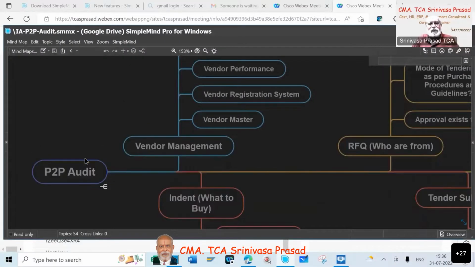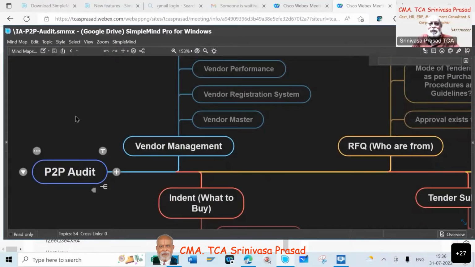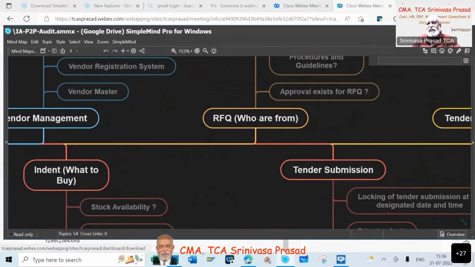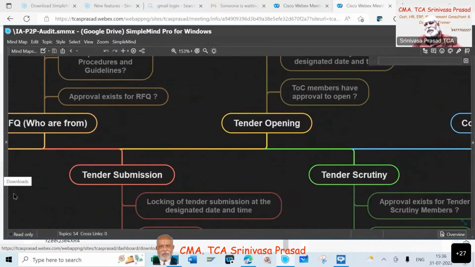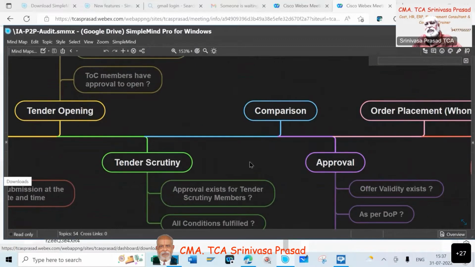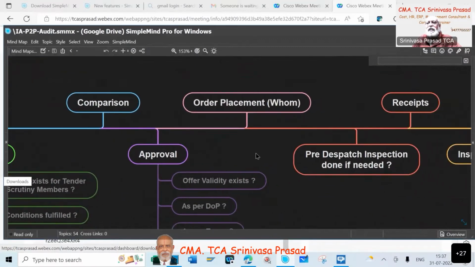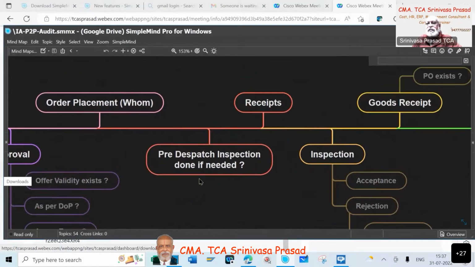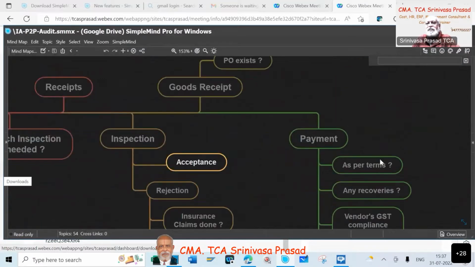P2P audit has, when we click this, we have all these points: vendor management, indent. This is what I was showing Mr. Ramakrishna: RFQ, tender submission, tender opening, tender scrutiny, comparison, approval, order placement, pre-dispatch inspection, receipts inspection, goods receipt, payment.